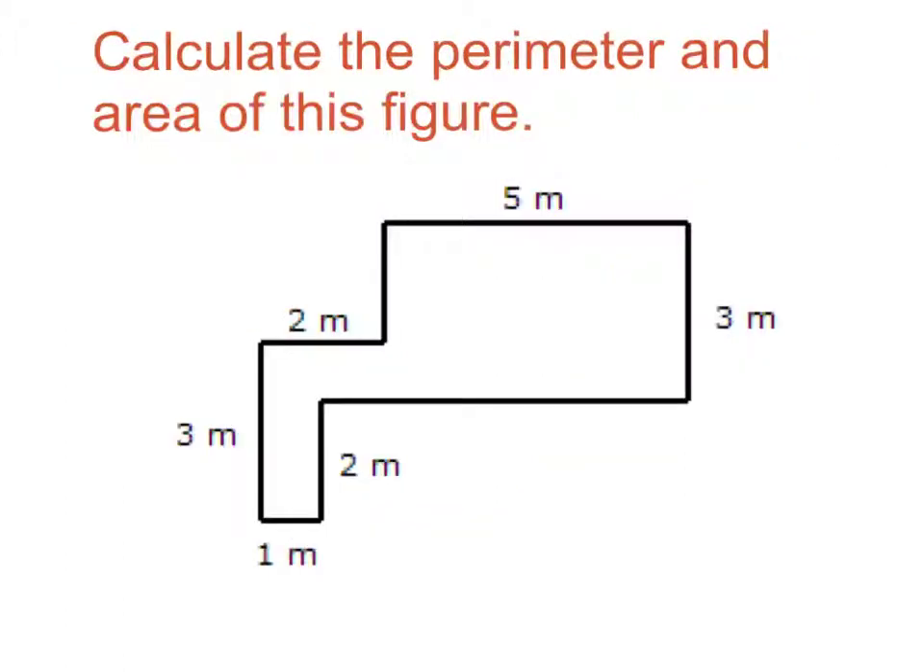In order for us to calculate either the perimeter or the area of this figure, we need to figure out the lengths of those sides that are unlabeled. If the length of this side is 1 meter and the length of this side is 1 meter, then that must mean that the distance from this point to this point is 1 meter. If the distance from here to here is 1 meter and the distance from here to here is 2 meters, then that means the distance from this point to here is 1 meter.